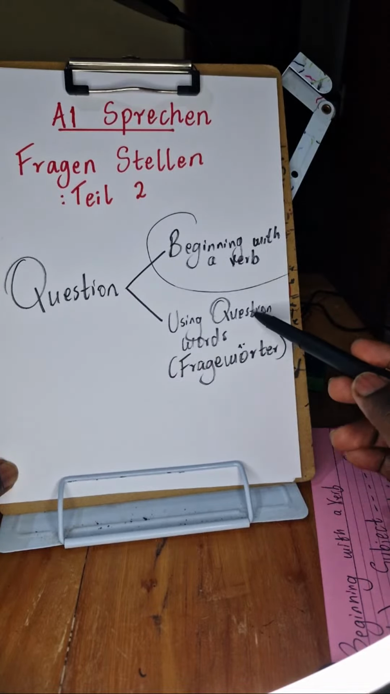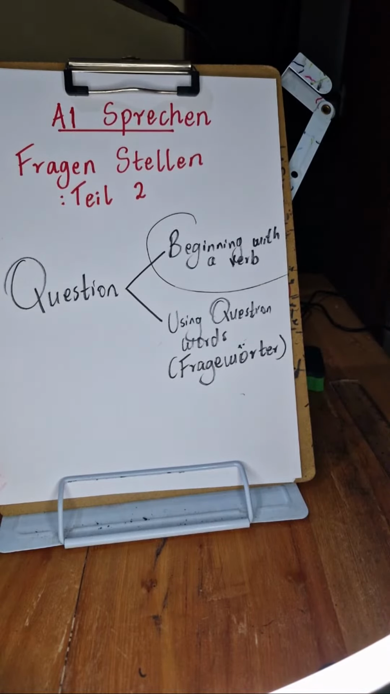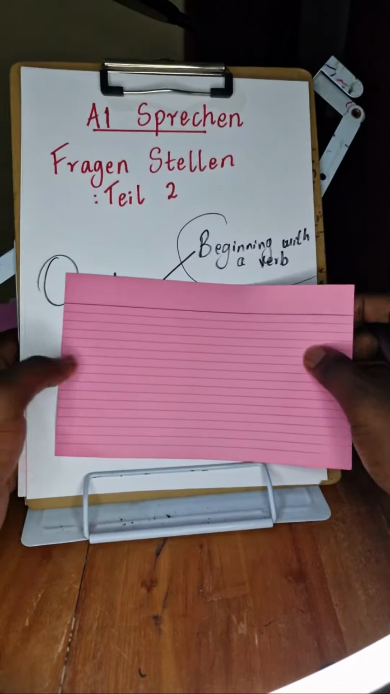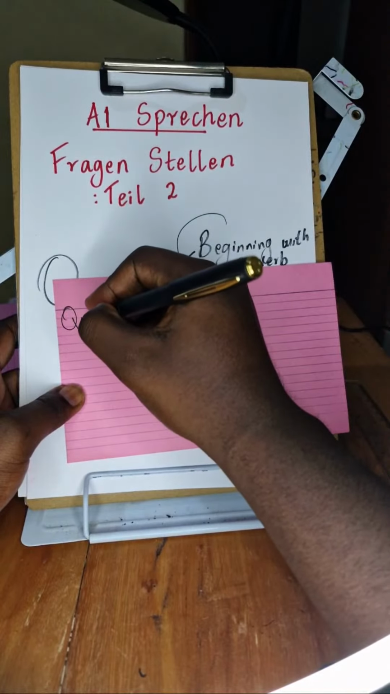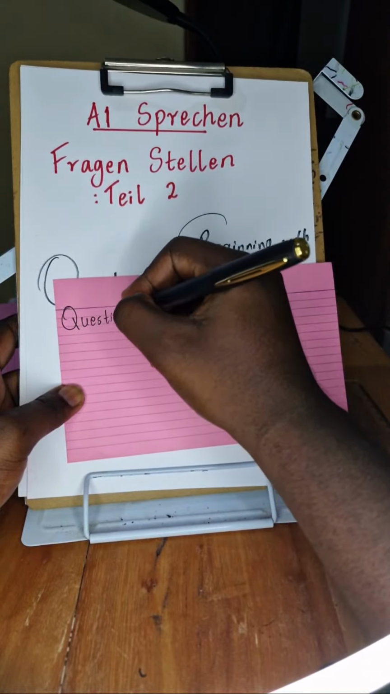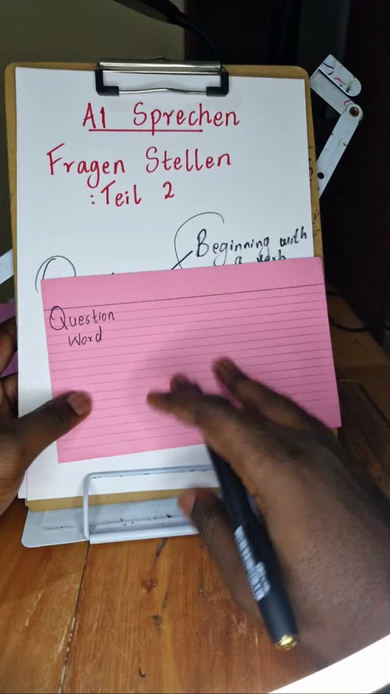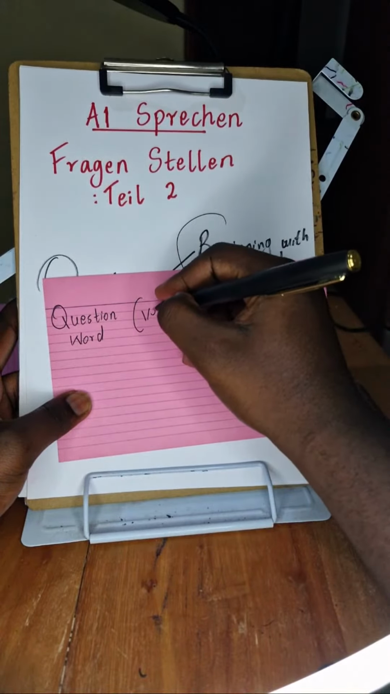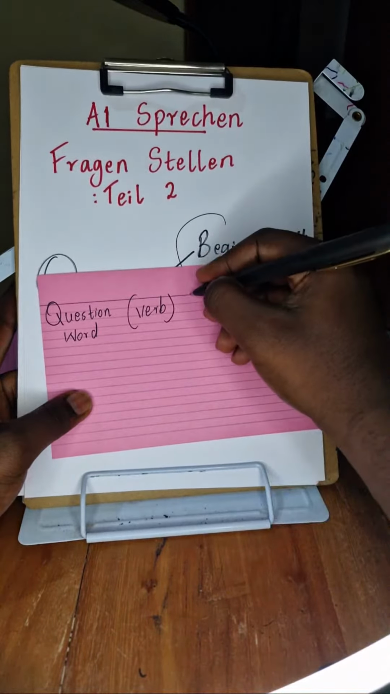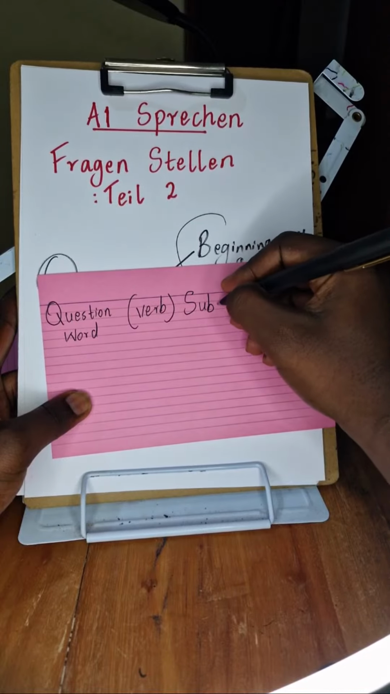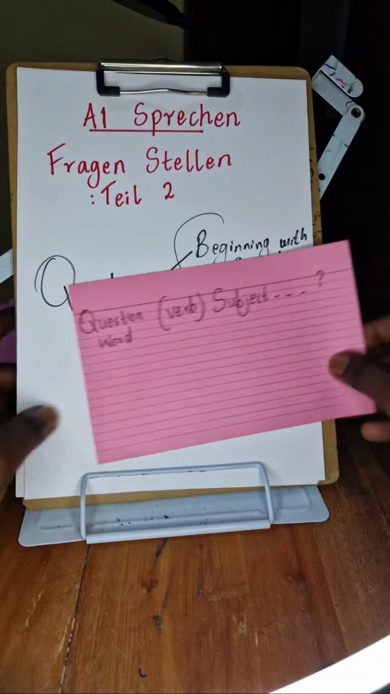How about using questionnaires? How can you form questions using questionnaires? Let's now see the structure. So if you are to use the questionnaires, this is the order. You will begin with the question 1. So the sentence structure is that I begin with my question 1. After this, I follow with my verb. And then subject. At the end, that's it.